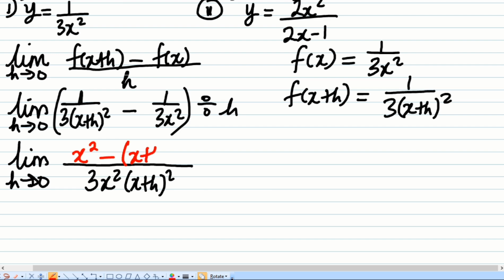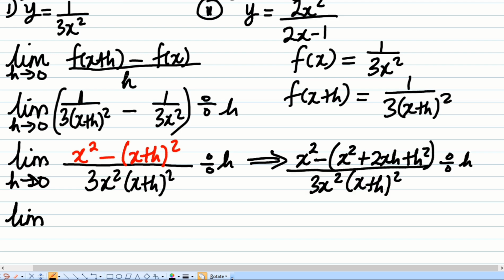So I have x plus h squared. Good. Now we just need to write our divided by h. Now let me just continue on the same line. We just have to expand. So I'm going to have x squared minus, if you expand x plus h squared, you're going to get h squared. So the limit as h approaches 0.